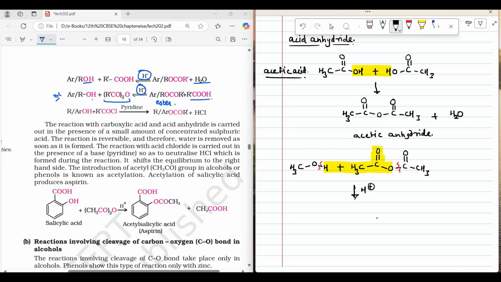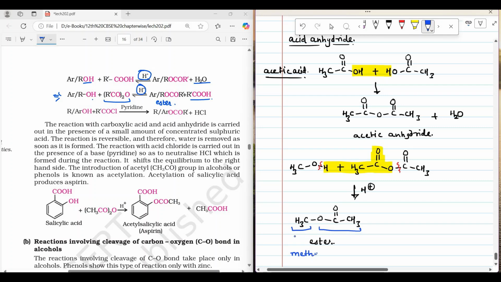When you combine the rest of the molecule, you will get the product of your reaction. So let's draw the structure of your product. CH3O, C double bond O, CH3. So this is an ester. Now you know how to name an ester. So here this is the alkyl part and this is the alkanoate part. So the name of this ester will be methyl ethanoate.